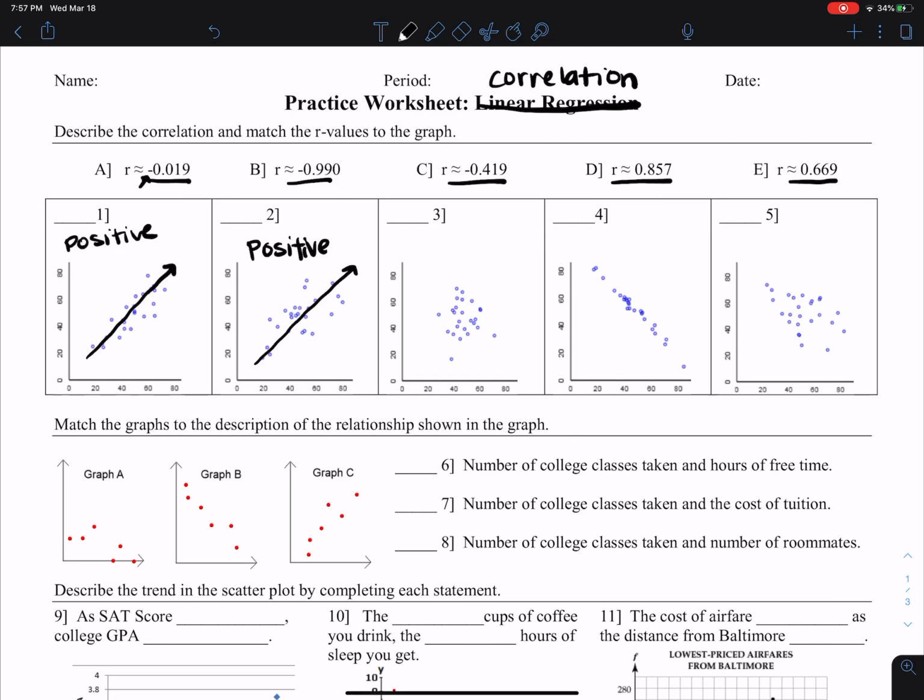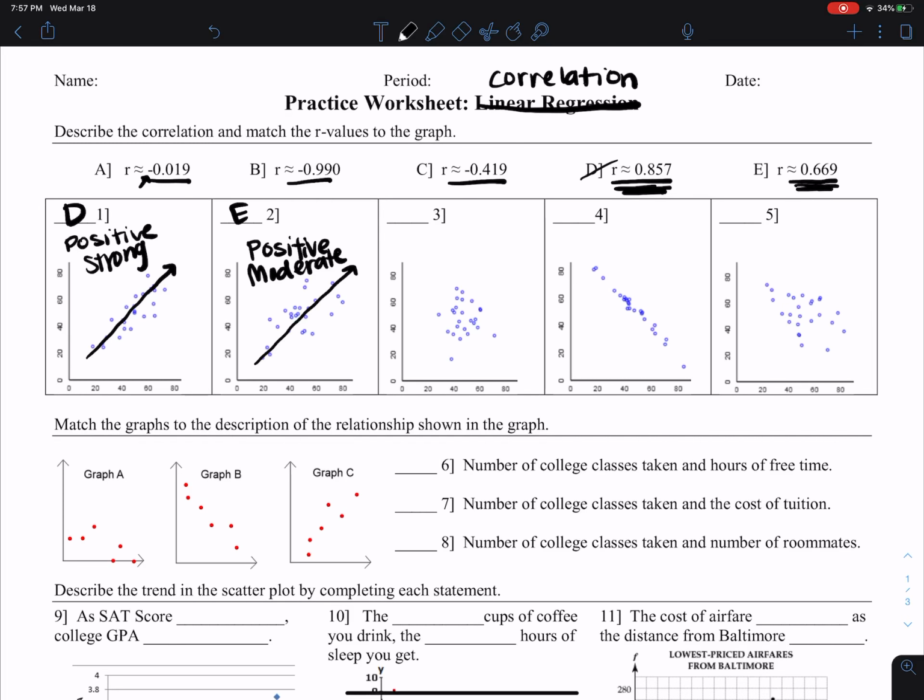Now, if you look at number 1, you can see that the points are closer to the line, so that would mean it's a strong correlation. And on number 2, I would probably say this is a moderate correlation. Remember, the stronger the correlation, the closer the number will get to 1. So D is 0.85, so that one is number 1, and E is 0.669, so that would be number 2.